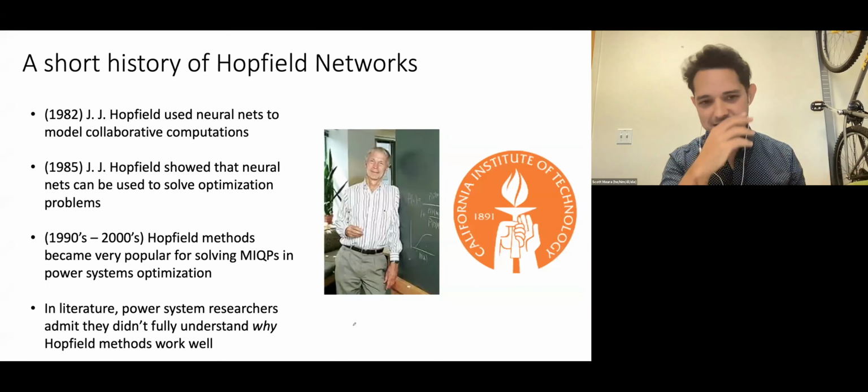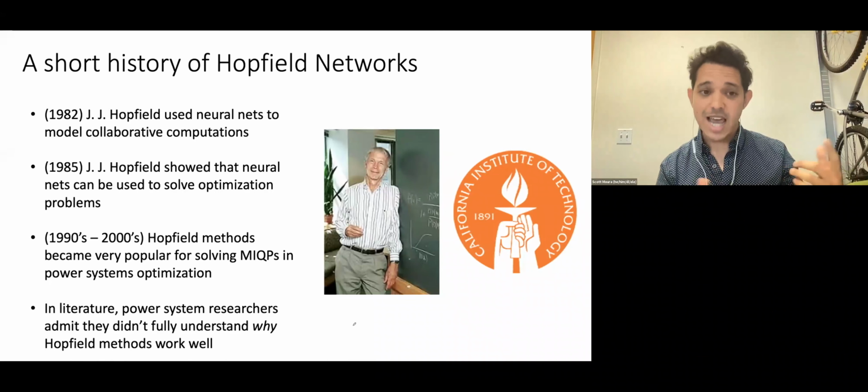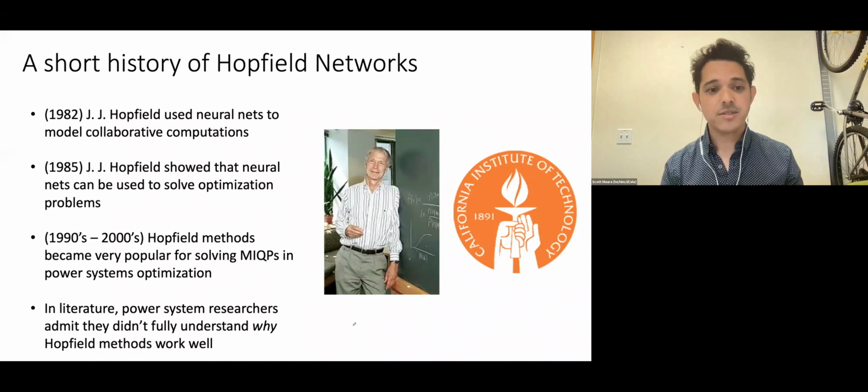So it comes back to Hopfield methods. Now, in 1982, John Hopfield used neural nets to model collaborative computation. So it wasn't learning, it was just forward simulation of these neural nets to do collaborative computations. And in 85, Hopfield and Tank showed that these neural nets could be used actually to solve optimization problems. So a forward run of a neural net solves an MIQP, which is kind of interesting.